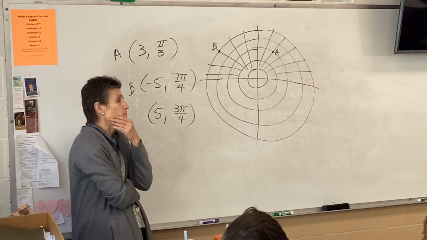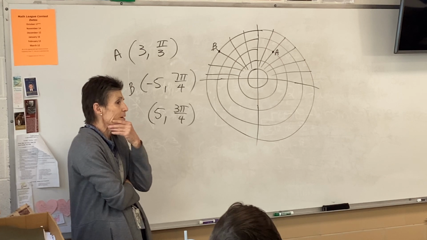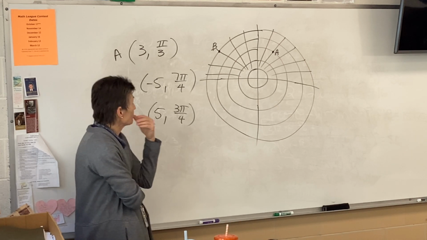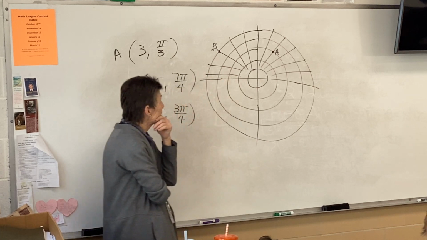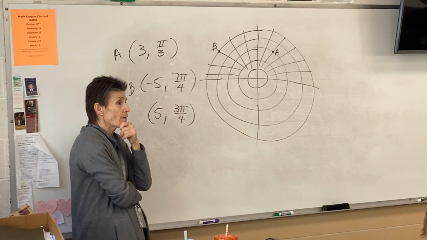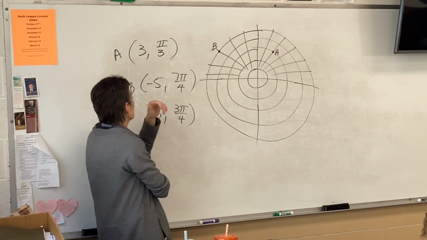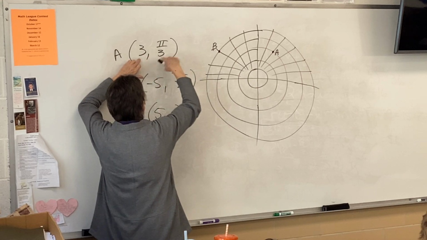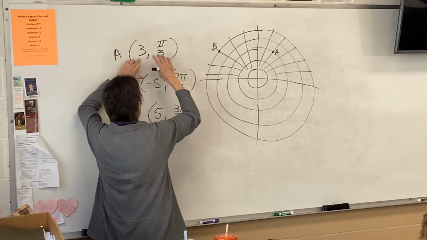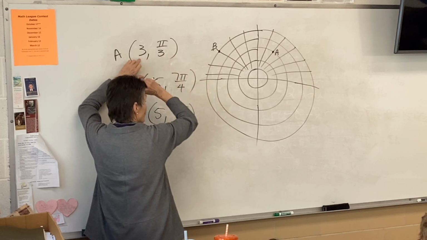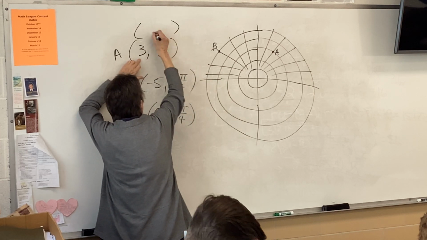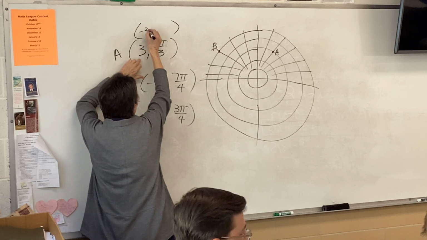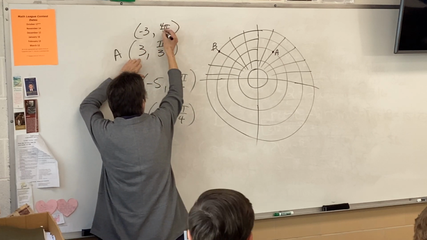Do my plots match yours? Do you have them plotted like this? Yours looks better than mine because you have actual grid, but about where they are. Did you come up with another way of writing 3 comma pi over 3? What'd you come up with, a different way to write that? Negative 3, 4 pi over 3, beautiful.